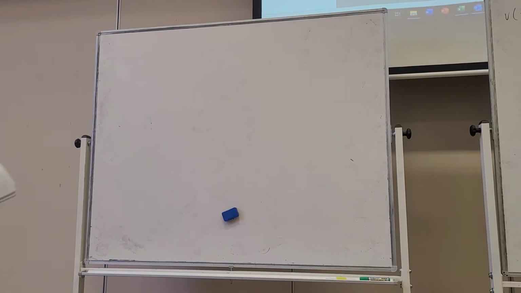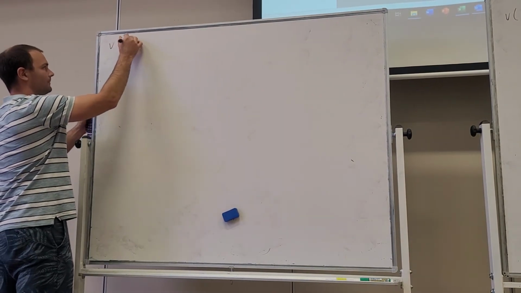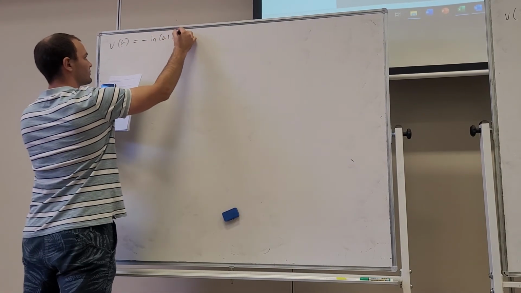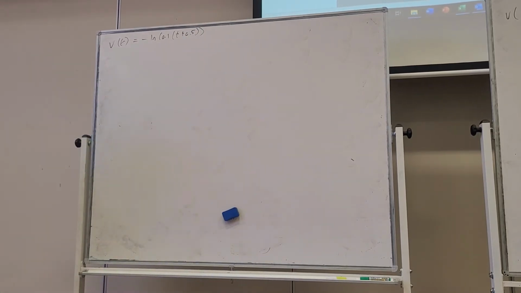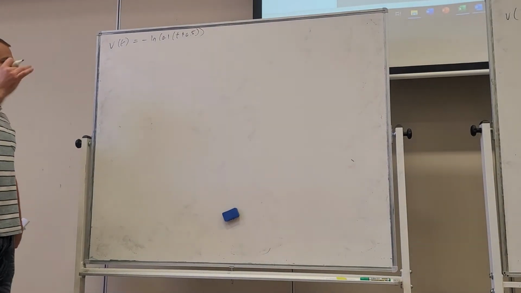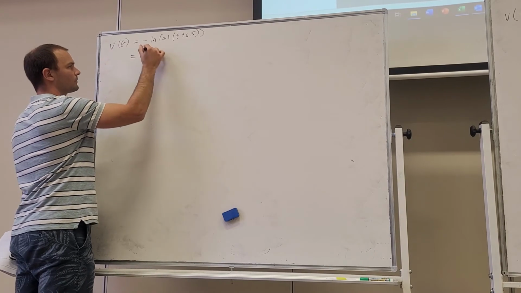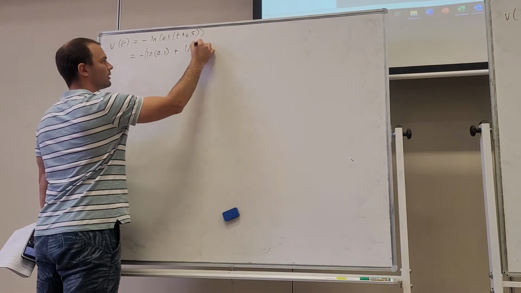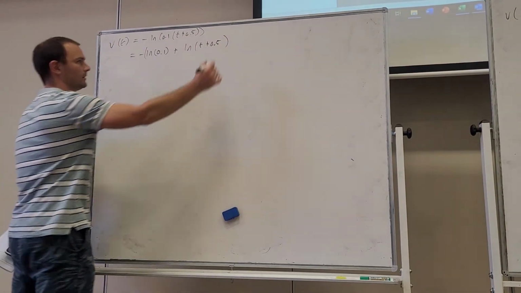So, this is our function, and if we want to know the rates with it, we need to find V dash. Now you could expand this and differentiate it, but I suspect it's going to be easier to split it.